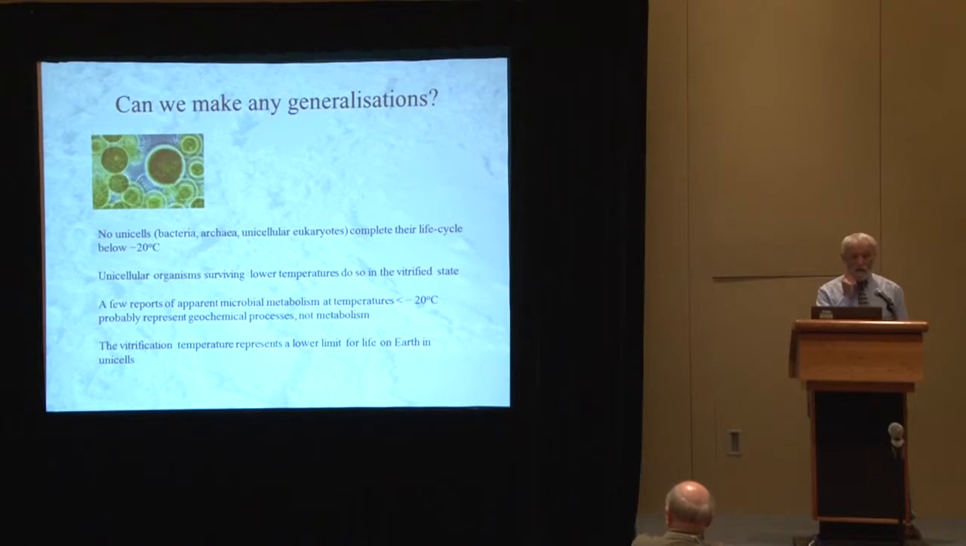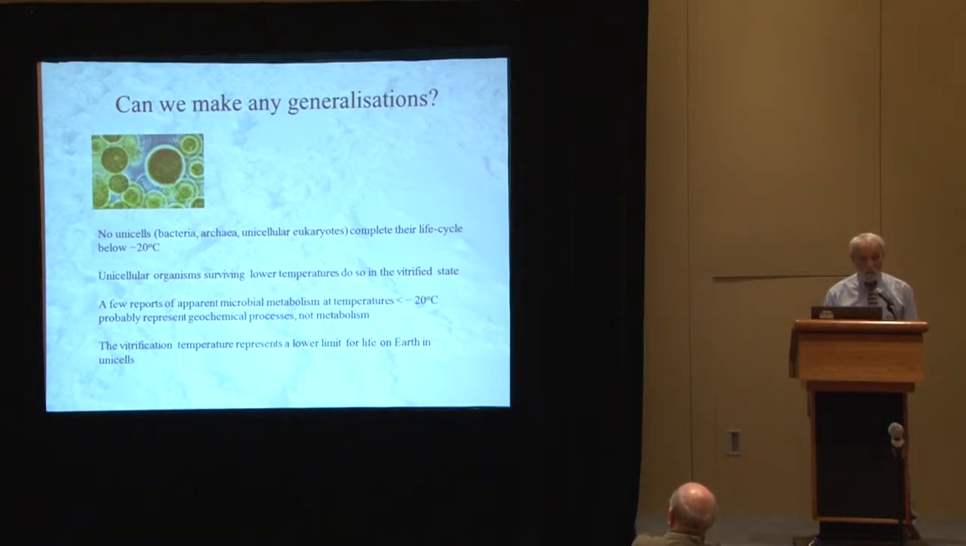So can we make any generalizations? Well, I think we can. I think we can say that, firstly, no unicells, that's bacteria, archaea, or unicellular eukaryotes, complete their life cycle below minus 20. I would suggest that as we look more widely, we're going to find that unicellular organisms surviving lower temperatures do so in the vitrified state.